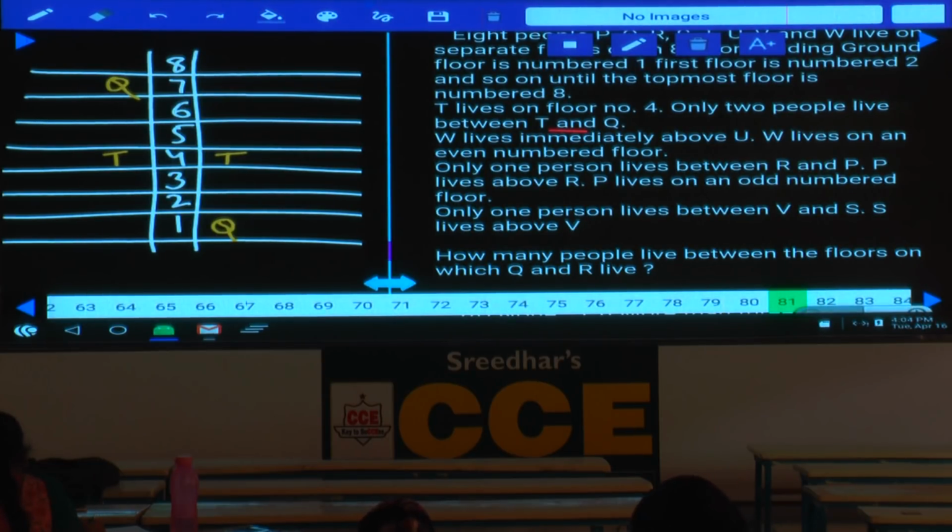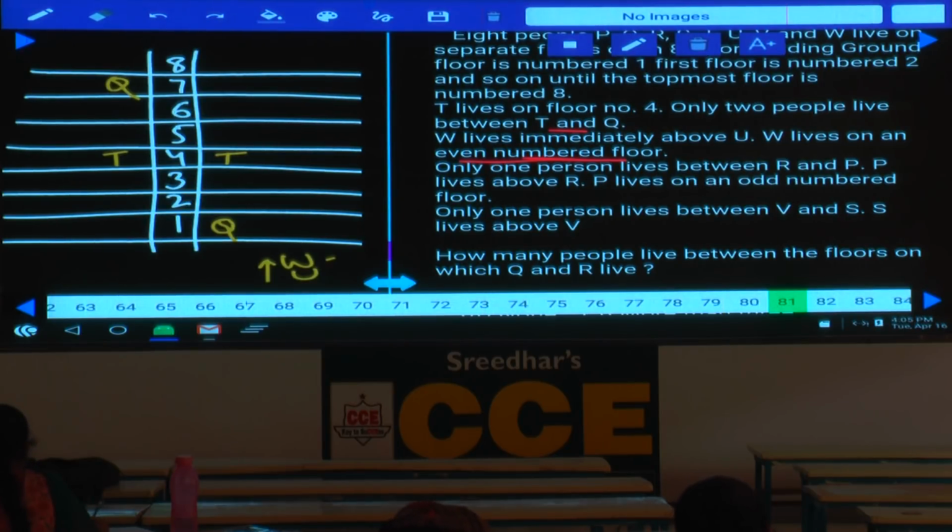Then W lives immediately above U. That means U and W. And W lives on an even number floor, isn't it? Now W can be either 2, 4, 6. W lives immediately above U, and W lives on an even number floor. As W lives on an even number floor, W can be either 2, 4, 6 or 8, isn't it?